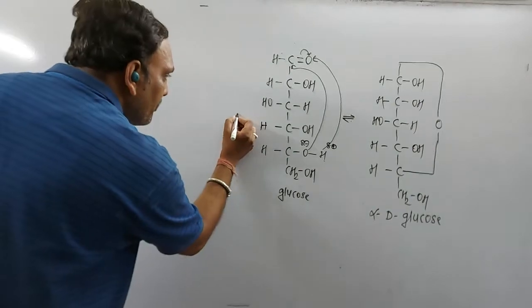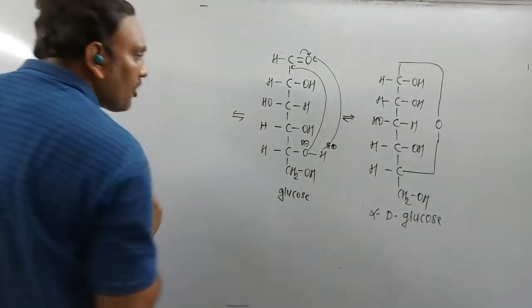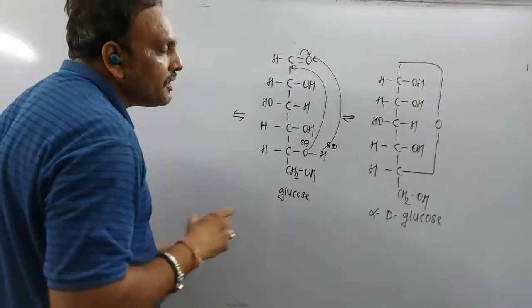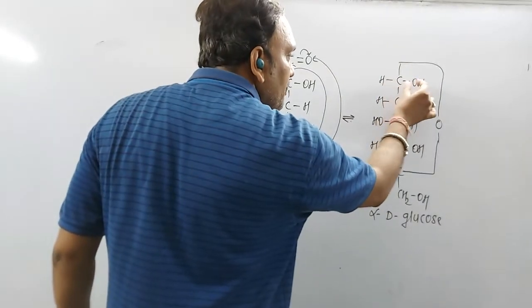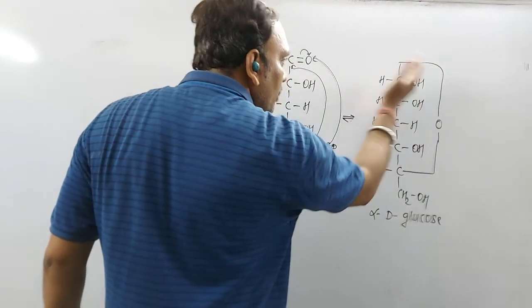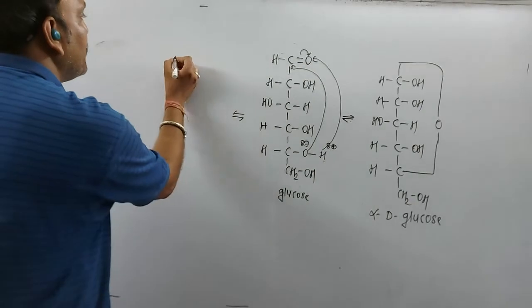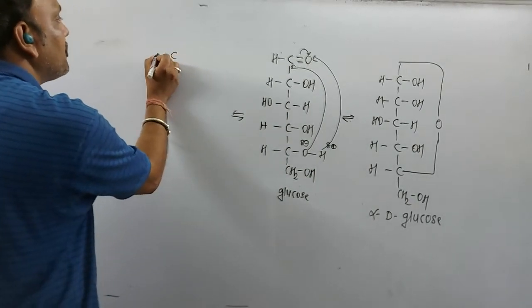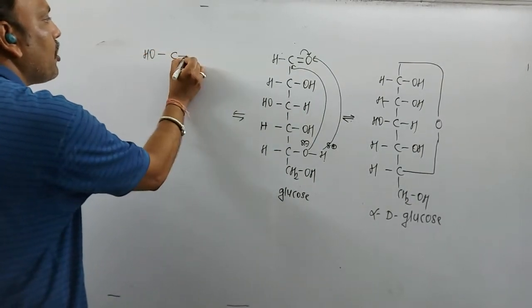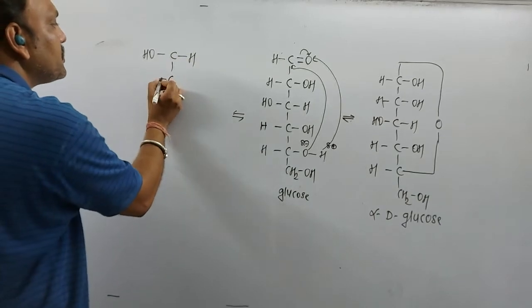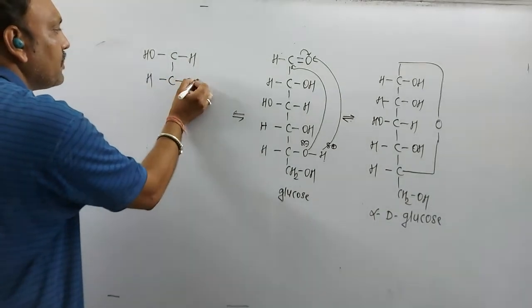And now if we take a look at the other anomer: if the OH group on the first carbon, which happens to be the anomeric carbon, is on the left-hand side, then the anomer so obtained is said to be the beta anomer, which can be drawn as. So this is the beta anomer.